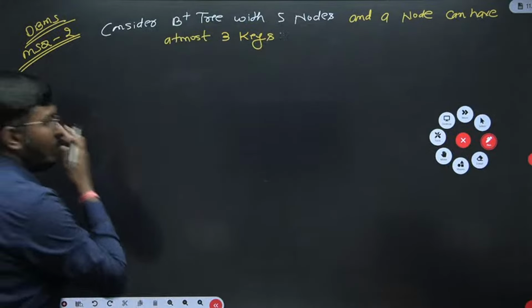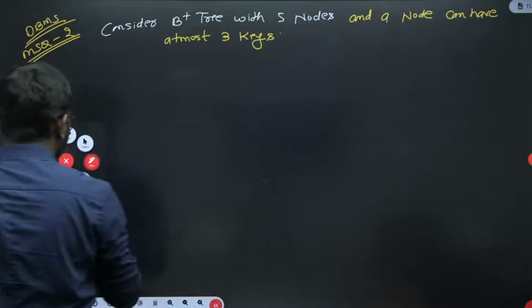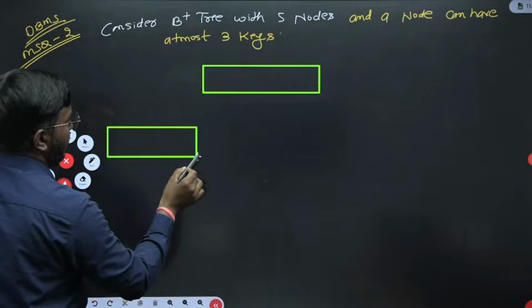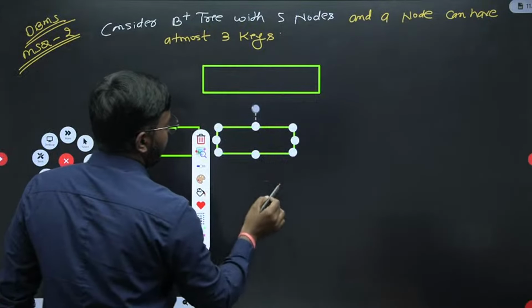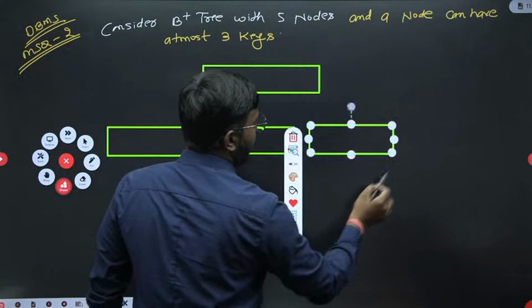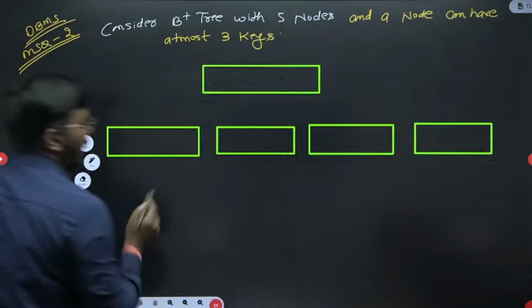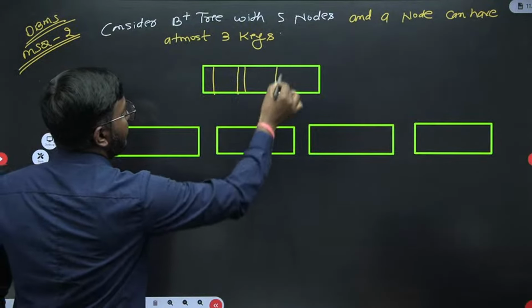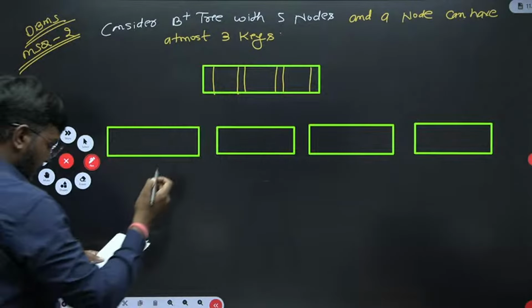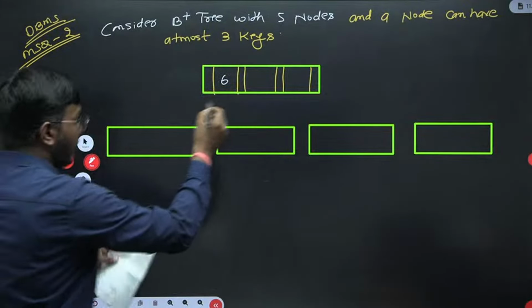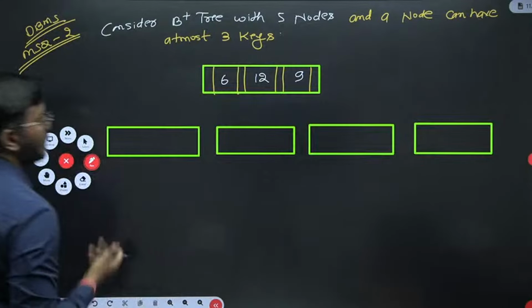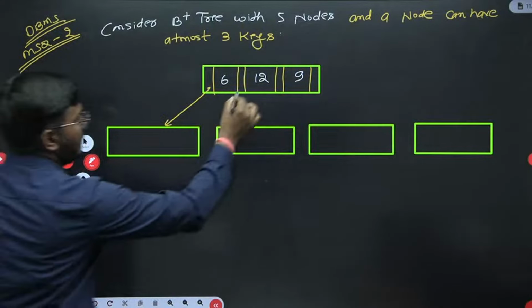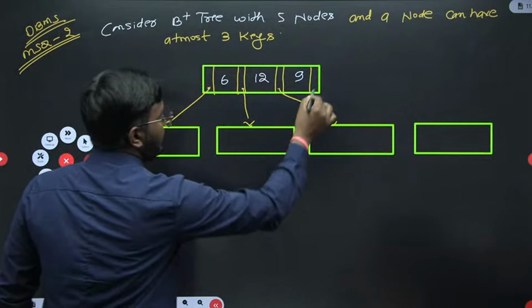Understood? And the structure was given here. A tree with 5 nodes. This was the root node. Here was the first child, second child, third child, and fourth child. In the root node, 3 keys were there: 6, then 12 and 9. This pointer is pointing to the first node, then the second child, third child, and the last child.